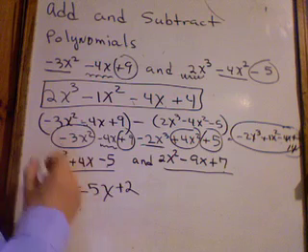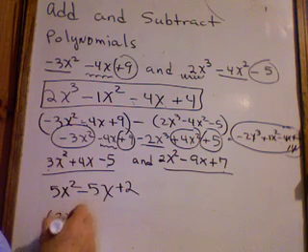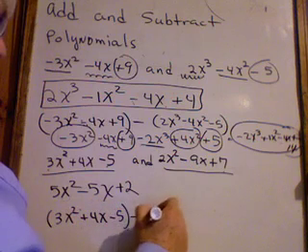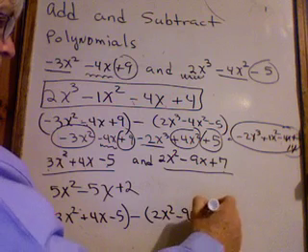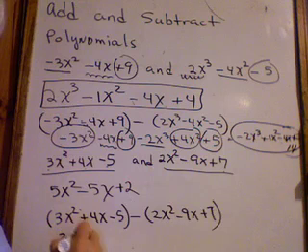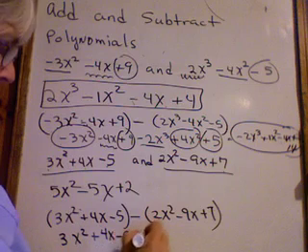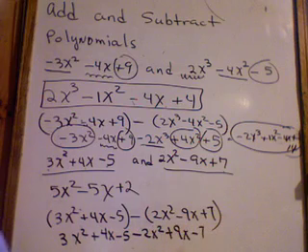All right, let's take the same two polynomials and subtract them. So I get 3x squared plus 4x minus 5 minus 2x squared minus 9x plus 7. Now, remember what I do when I subtract these? I have to change all the signs in that second one. So let's write the first one, 3x squared plus 4x minus 5 minus 2x squared plus 9x minus 7. Do you get how I change those signs?